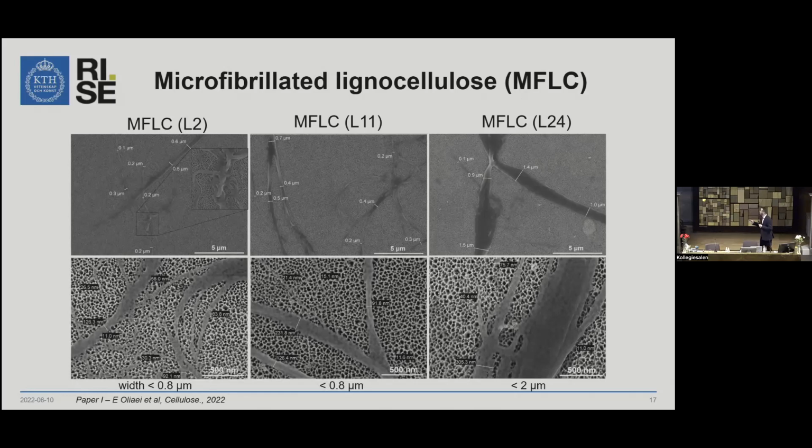But if I want to simplify the size of these fibrils, for MFLC with 2% residual lignin content, we see that the widths of these fibrils are below 0.8 micrometer in thickness. And this is pretty similar for the MFLC with 11% residual lignin content. But MFLC with higher residual lignin content, we see that they are coarser, and the widths of the fibrils go up to about 2 micrometers.